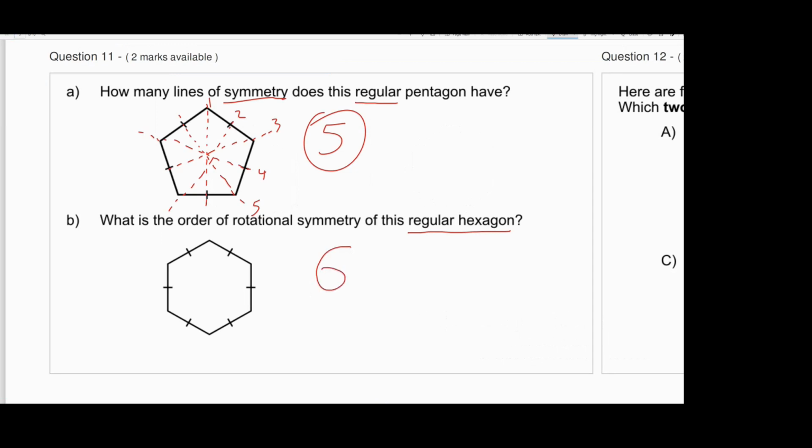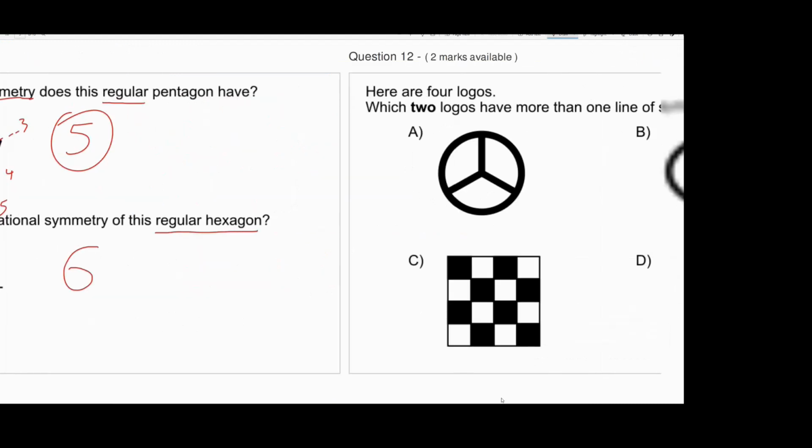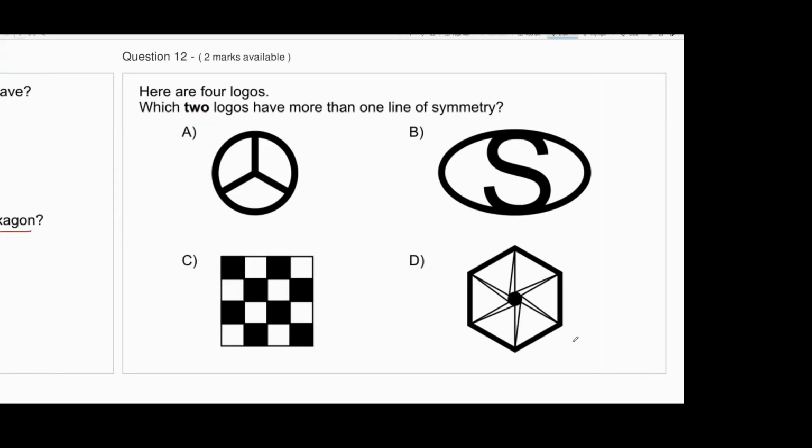So if we look at number 12, excuse me. For A, for the whole question, which two logos have more than one line of symmetry? So basically more than one line that you could fold the shape exactly onto itself in half. Just looking at those, which two of those have more than one line of symmetry? So just take your time, have a think about it. And to be honest, it's usually easier on paper when you can actually draw on it.